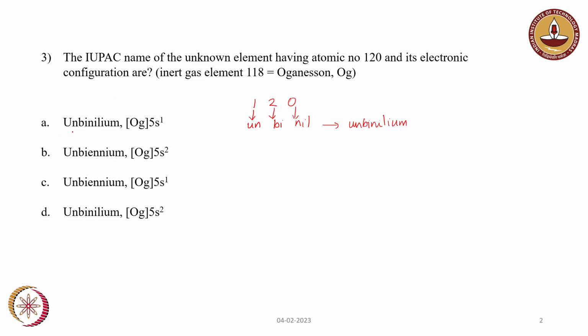There are two options with unbinilium, and we are given that inert gas element 118 is Og. So it will be Og, and to become 120 from 118, we need two more electrons. So it will be Og 5s2. So option D is the answer.